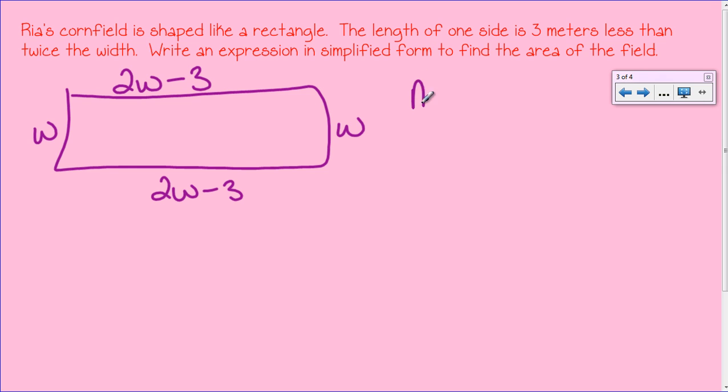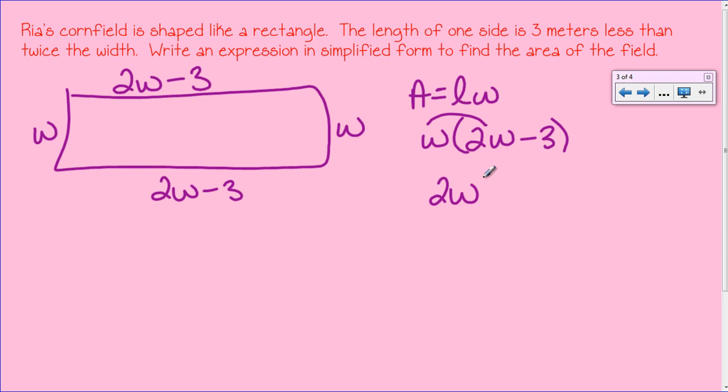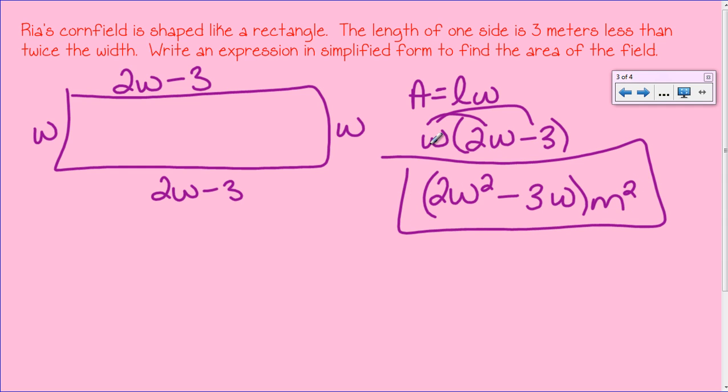We want an expression in simplified form to find the area. Well, area of a rectangle is length times width. So I'm going to multiply the length times the width. So I have w times 2w minus 3, and I'm going to multiply those. Well, this becomes 2w squared, and when I multiply this way, this becomes minus 3w meters squared. That is your area.